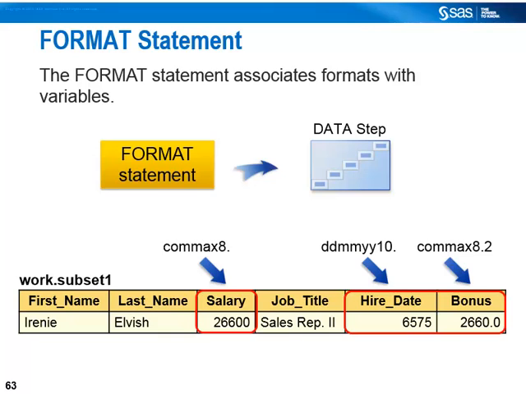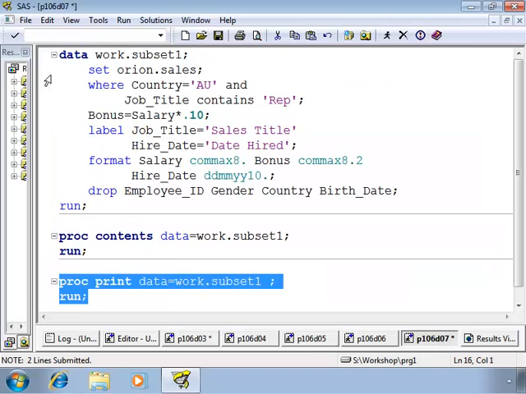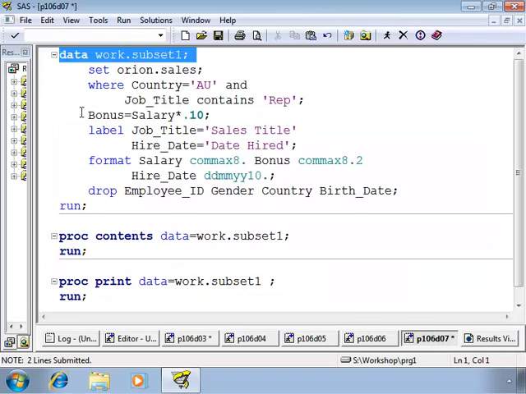Format statement. The format statement associates formats with the variables. Like we want to associate the comma8. format with salary, the ddmmyy10. format with hire date, and the comma8.2 format with the bonus variable. When a format statement is used in a data step, the format information is stored in the descriptive portion of the dataset, same as labels. Let's go ahead and submit the program.